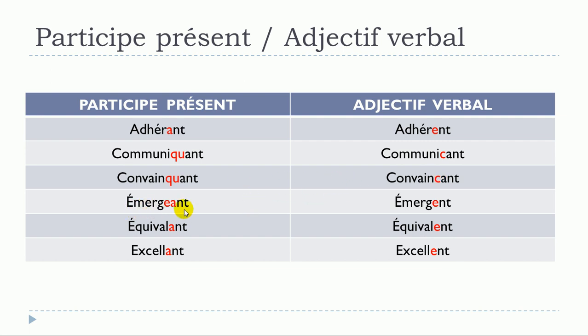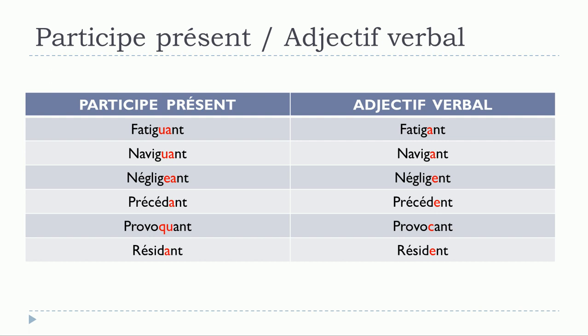Then émergent. It's quite interesting because you've got an A here and an E here. Émergent, phonetically the same. Then équivalent: you've got A here, and then équivalent, you've got E here. Excellent, A, and then excellent with E. So what you can see is that phonetically they are the same, but you write them in a different way. Let's see the second part of the list now. Fatigant, participe présent, and phonetically the same, fatigant, but you can see that you don't have the U here.